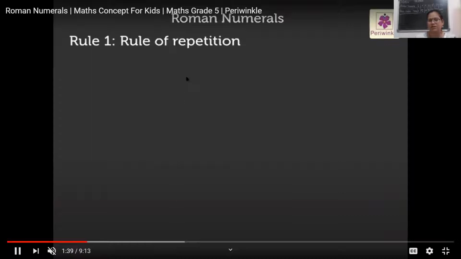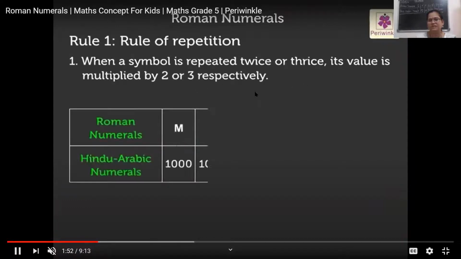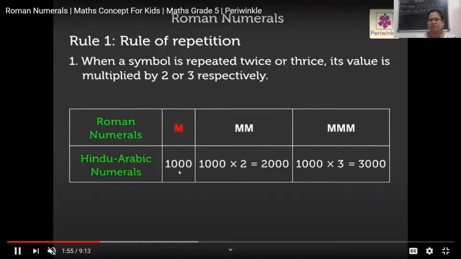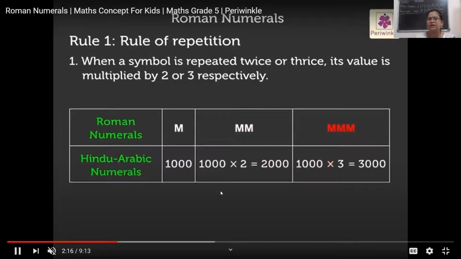Rule number 1, that is rule of repetition. Now, what is there in that? Let us understand. When a symbol is repeated twice or thrice, its value is multiplied by 2 or 3 respectively. We'll see with an example. M stands for 1000. MM is 2 times repetition of that symbol M, so it is 2000. If 3 times repetition, it becomes 3000. Children, pay attention. We can repeat a symbol a maximum of only 3 times. We can't repeat it more than 3 times.